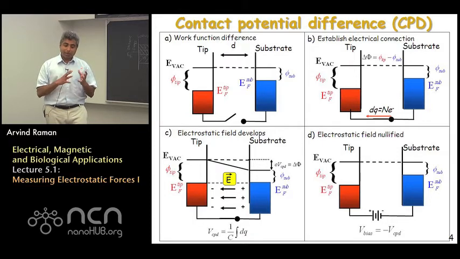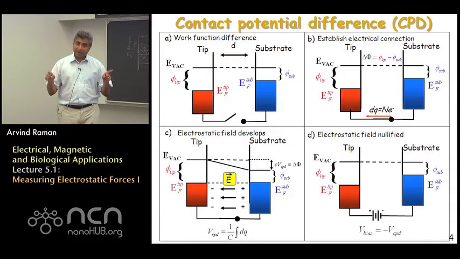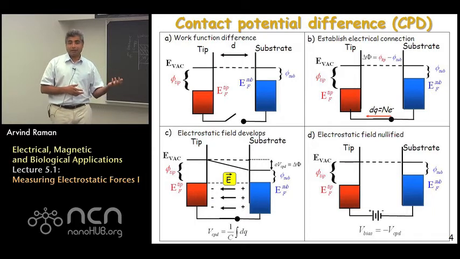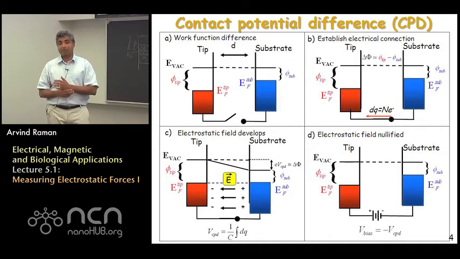What one can do to measure this contact potential difference VCPD is to apply an external bias voltage, as shown in the panel on the bottom right, to bring the energy of the substrate back up in a manner such that the electric field is actually nullified or made zero. So you would add a voltage bias to counter the VCPD such that the tip and the sample end up being at the same potential and there's no electric field between them. The voltage you need to apply for that to happen is then going to be negative times the VCPD.